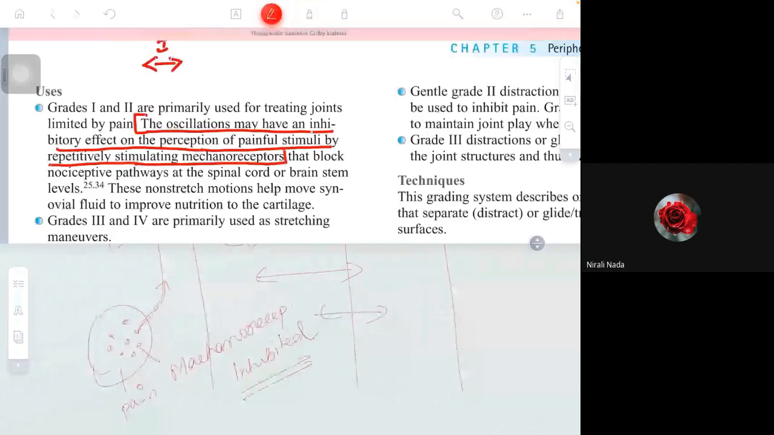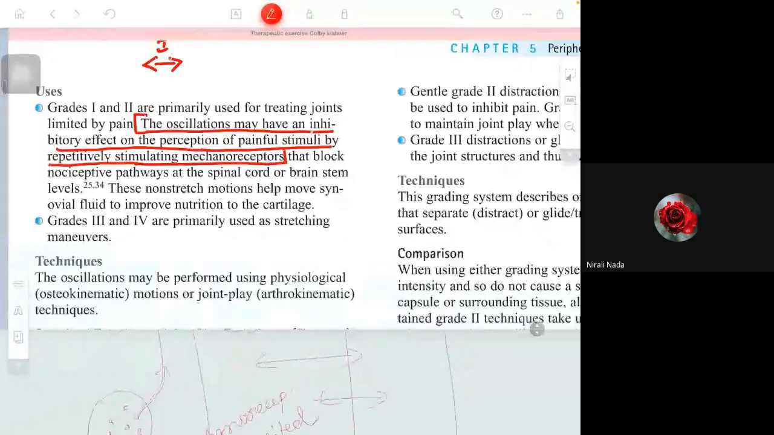Clear? So when you are giving grade 1, grade 2 mobilization, the mechanoreceptors are the main reason. Clear? For perception of pain. Mechanoreceptors sense the pain. When you are doing grade 1 and grade 2 mobilization, what is happening?